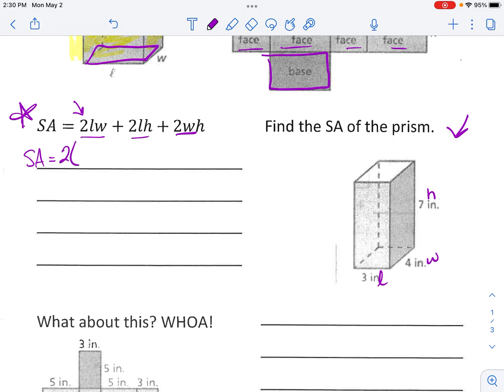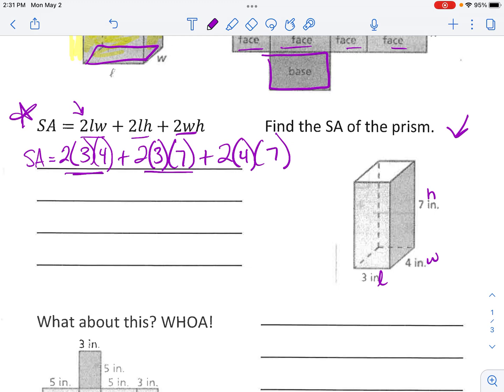So here we're going to do 2 times length is 3, width is 4. Length is 3, height is 7, width is 4, height is 7. Think back to order of operations. You always want to multiply each set of groups before you add. So we're always going to write the formula down, then substitute, and then begin to solve.